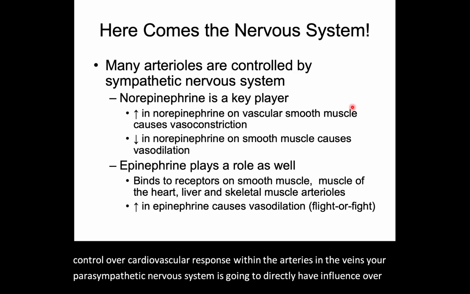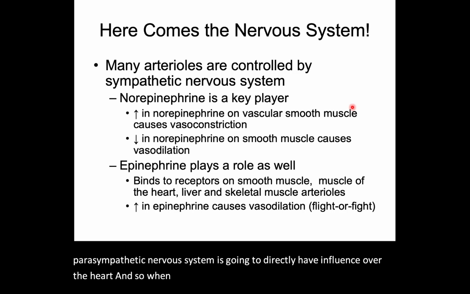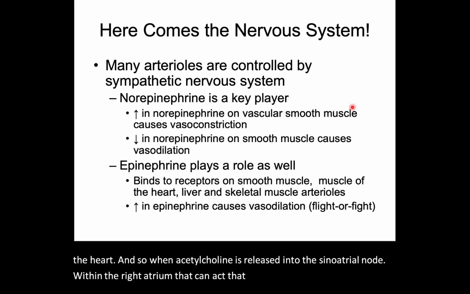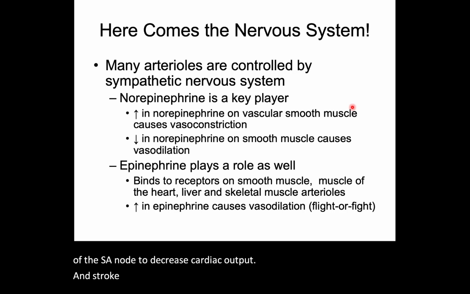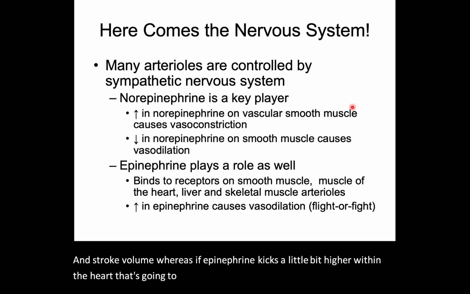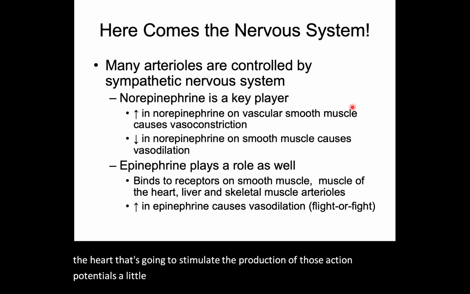And so when acetylcholine is released into the sinoatrial node within the right atrium, that will actually slow down the firing of the SA node to decrease cardiac output and stroke volume. Whereas if epinephrine kicks a little bit higher within the heart, that's going to stimulate the production of those action potentials a little bit quicker within the SA node. And so the heart is a little bit different.